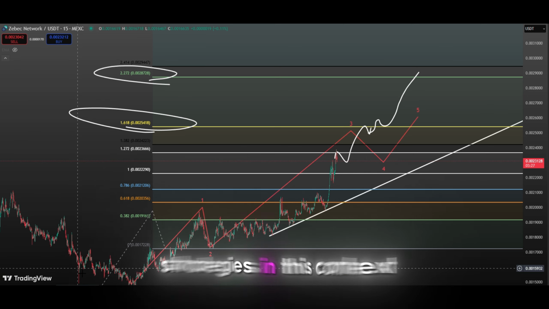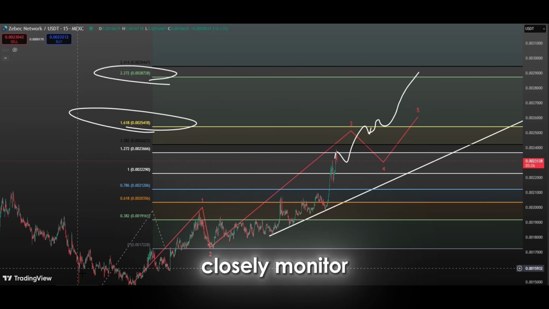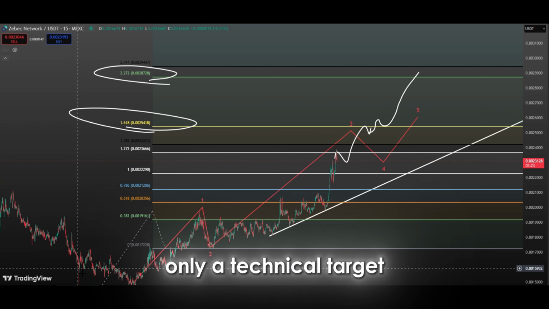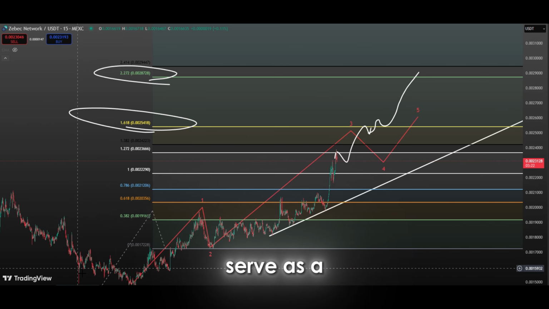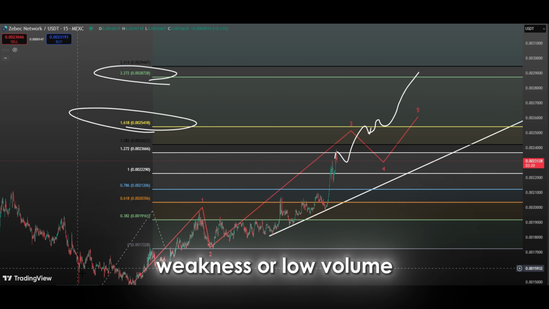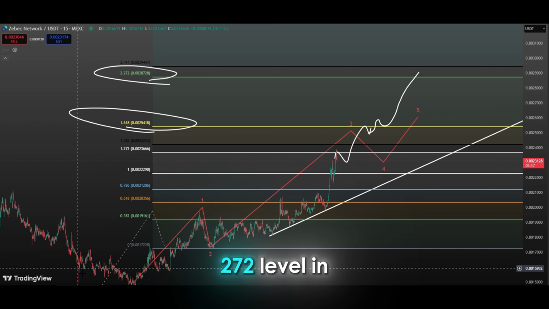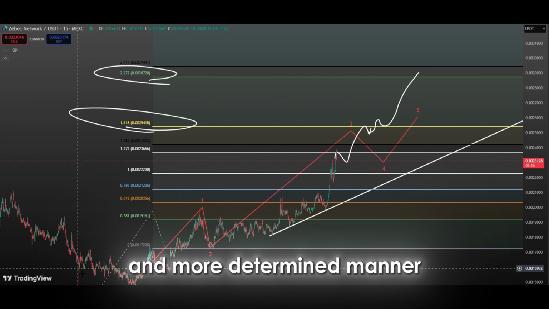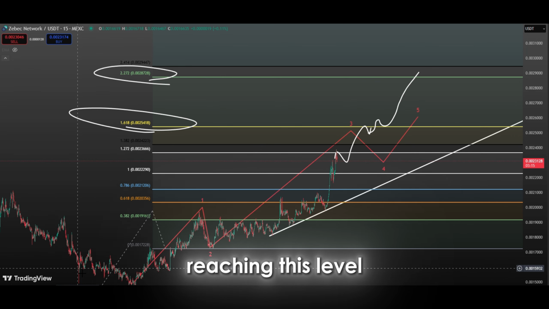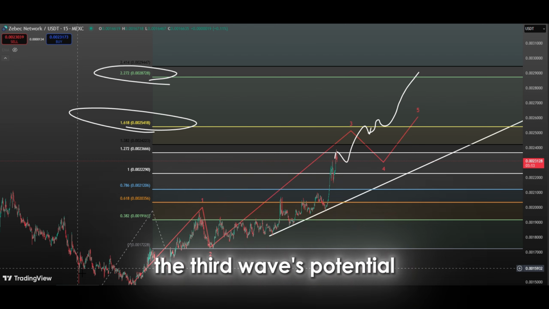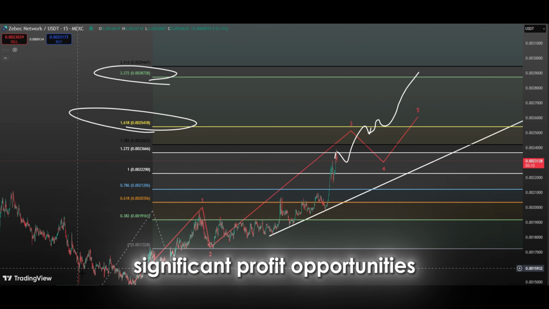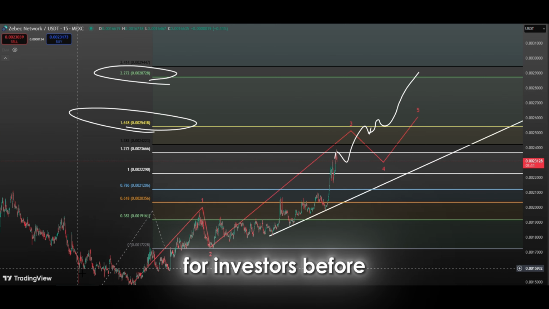In this context, it is crucial for investors to closely monitor price behavior around the 1.618 level. This area is not only a technical target, but could also serve as a psychological launching pad if the price breaks upward without signs of weakness or low volume. If such a breakout occurs, the price could head toward the 2.272 level in a much faster and more determined manner. Reaching this level would not only confirm the strength of the third wave's potential, but also present significant profit opportunities for investors before the fourth wave correction begins.